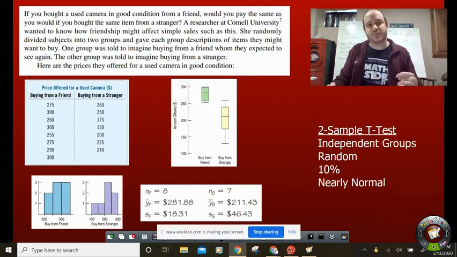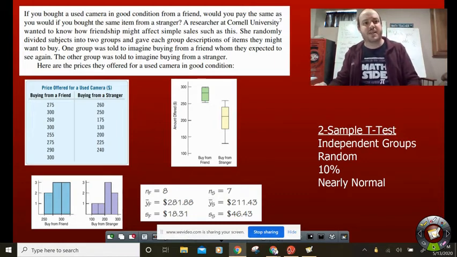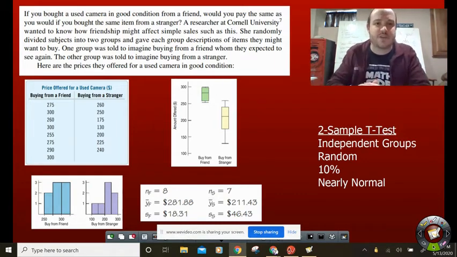As always, the quickest and best way to jump into this is to actually just go ahead and dive right into a question. So let's do that. It says, if you bought a used camera in good condition from a friend, would you pay the same as if you would buying the same item from a stranger? A researcher at Cornell University wanted to know how friendship might affect simple sales such as this. She randomly divided subgroups into 2 groups and gave each group descriptions of an item that they might want to buy. One group was told to imagine buying it from a friend whom they expected to see again, and the other group was told to imagine buying it from a stranger. Here are the prices they offered for a used camera in good condition.